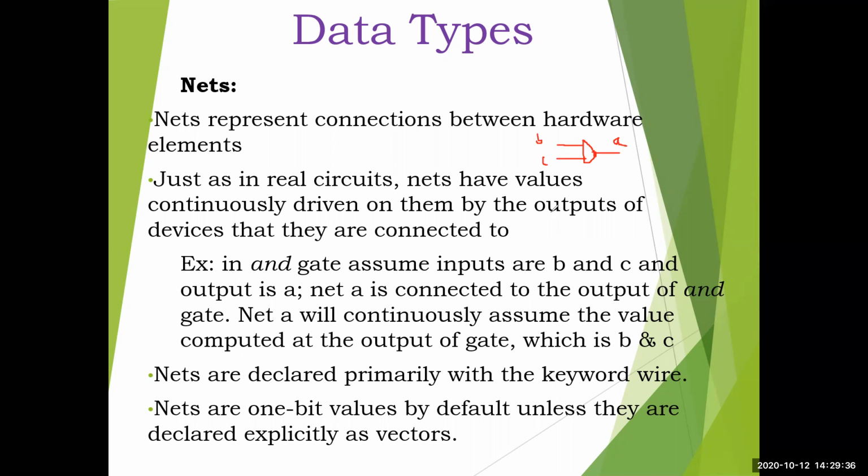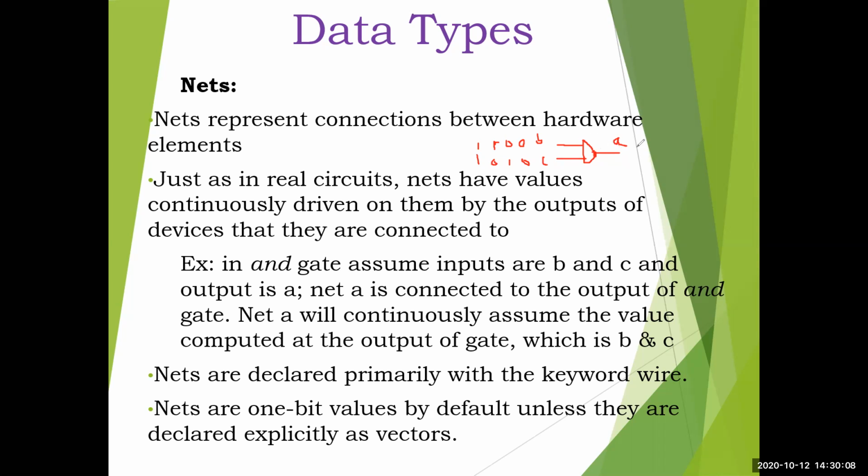B and C. B and C will have four different value sets, right? Each will take 0 or 1, so four different cases: 0 0, 0 1, 1 0, and 1 1. When it is input to the AND gate, what is the function of the AND gate? If both inputs are high, only then it will give a high output, otherwise 0. That output is driven at the output.